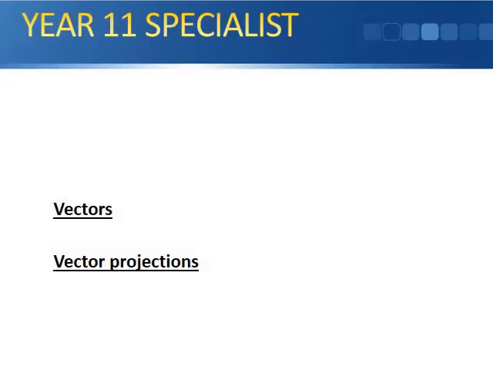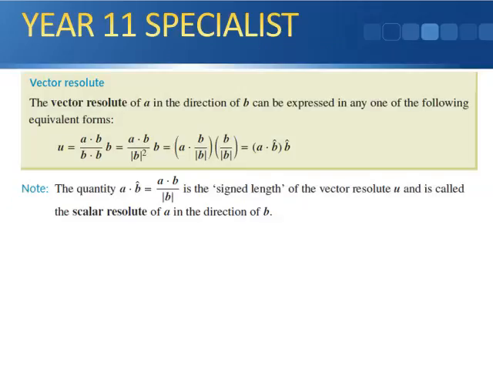Vector projections. Vector resolute. The vector resolute of A in the direction of B can be expressed in any one of the equivalent forms. Okay, so it doesn't matter which one you do. Just have a look at this. There's that form, there's that form, and that form.